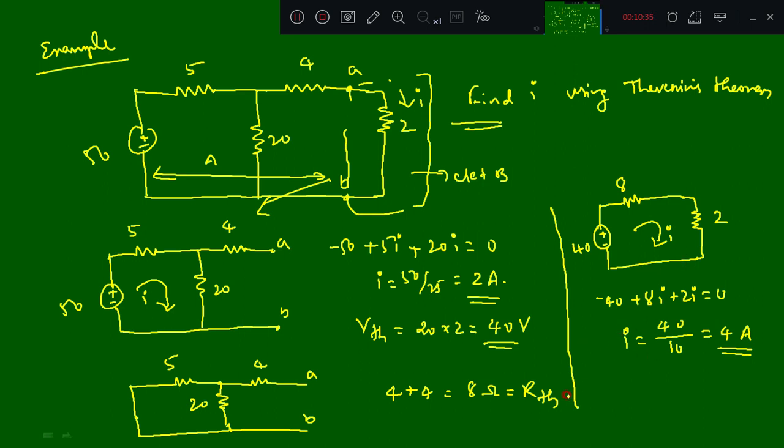So this is how we have to solve using Thevenin's theorem. Thank you. We'll continue in the next class with some more problems.